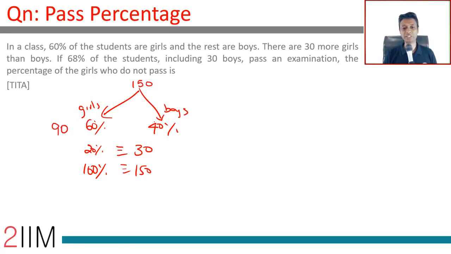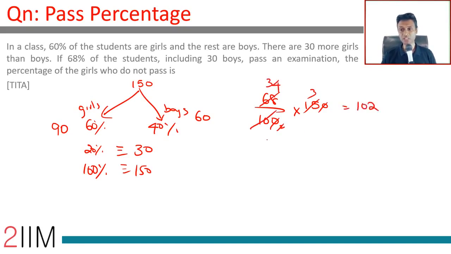60% is 3/5 of that. 90 are girls, 60 are boys. If 68% of the students, that is 68 by 100 into 150, including 30 boys, pass an examination. So 68 by 100 into 150, 15 by 10 is 3 by 2. 68 by 2 is 34. 34 into 3 is 102. 102 pass an exam, of which 30 are boys.